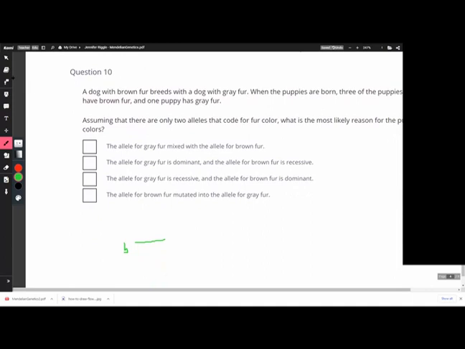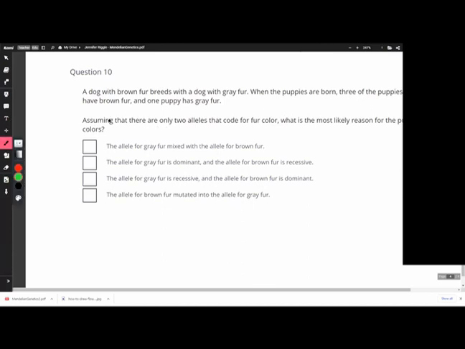All right, question number 10. So a dog with brown fur breeds with a dog with gray fur. When the puppies are born, 3 of the puppies have brown fur, 1 puppy has gray fur. It's so nice when everything just works out in those perfect ratios. So assuming that there are only 2 alleles that code for fur color, what is the most likely reason for the puppy's fur colors?